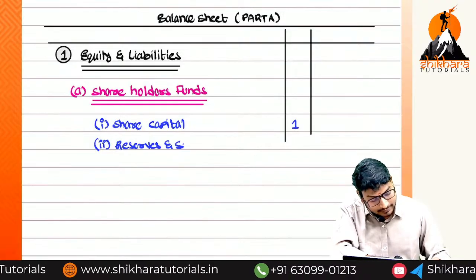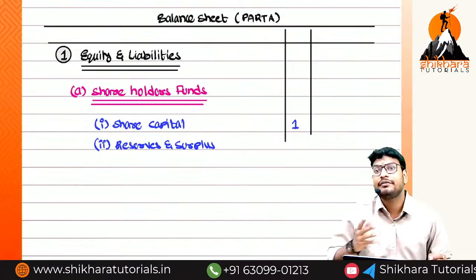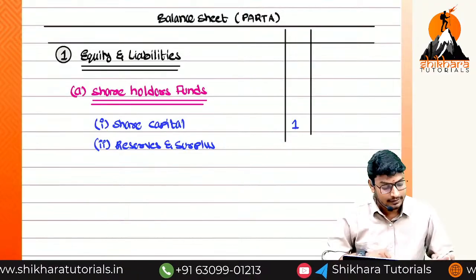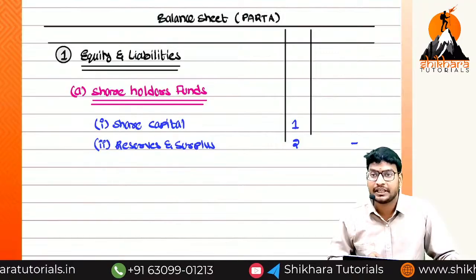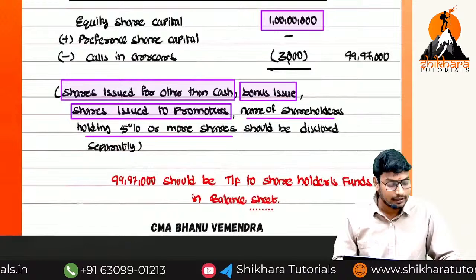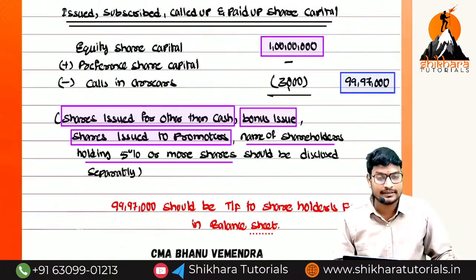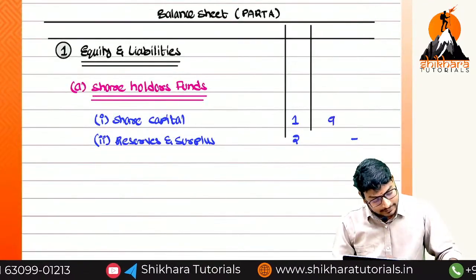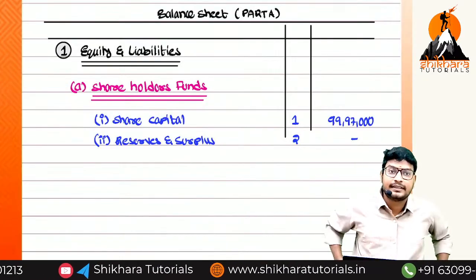Reserves and surplus. We know all the final accounts and where we need to show them, but we have to remember the format. That is the main target. So reserves and surplus, working note number 1 or 2? 2. Is there any amount in working note number 2? No. What is the amount available in share capital, the outer column amount? 99 lakh 97,000. This is the amount we need to show in the main. Is there any doubt up to here?